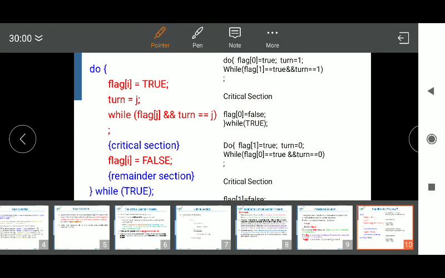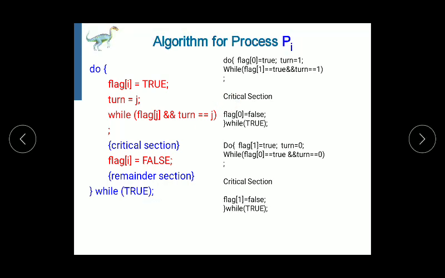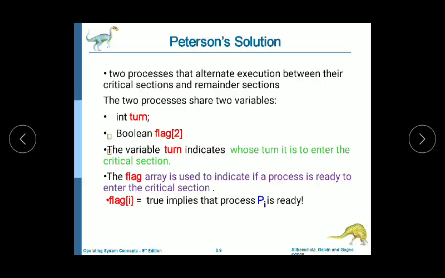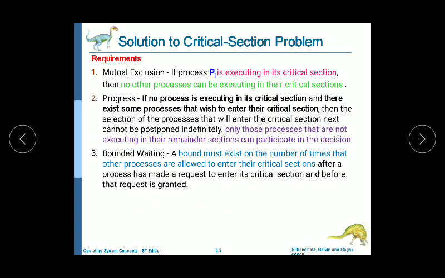Now, we prove that this solution is correct. We need to show that first, the mutual exclusion condition is preserved. Second, the progress requirements must be satisfied. And third one, the bounded waiting requirement is met.